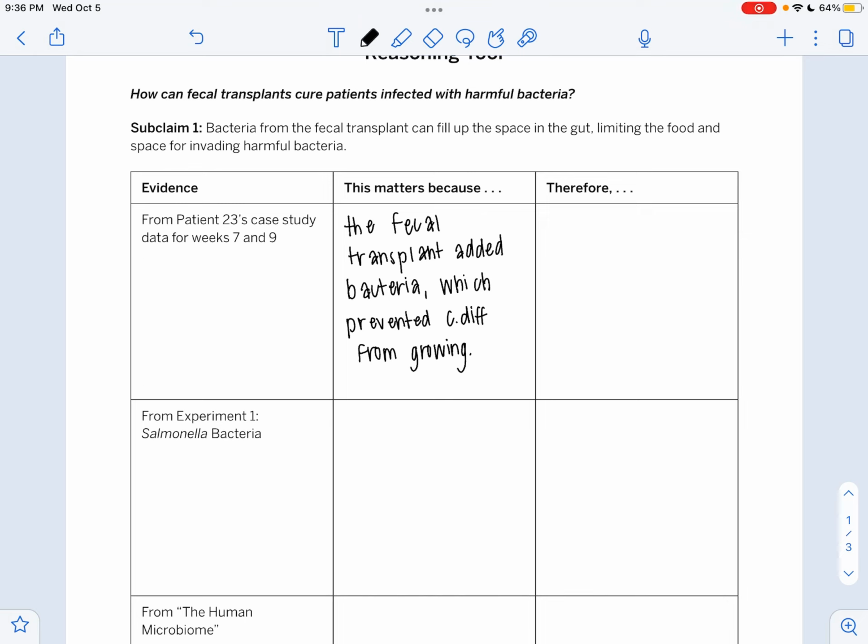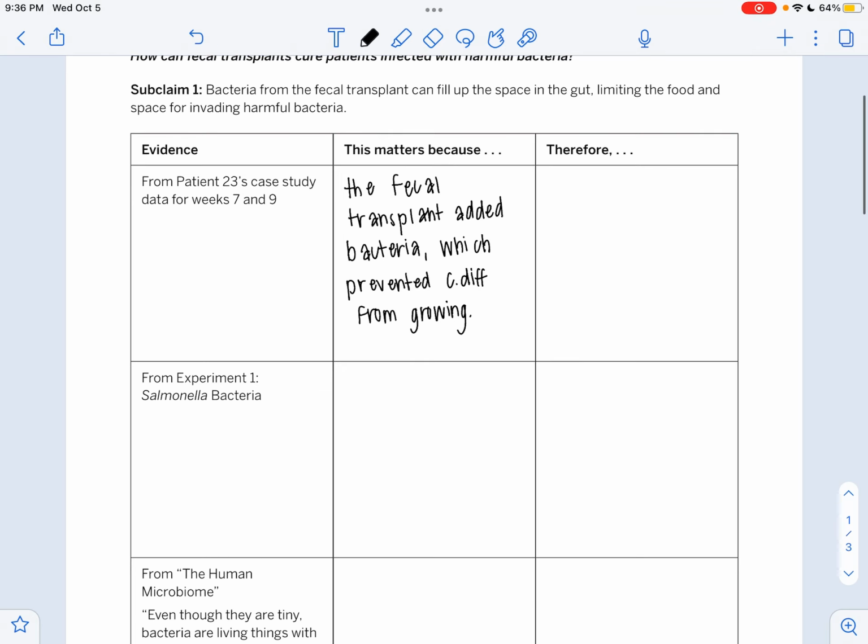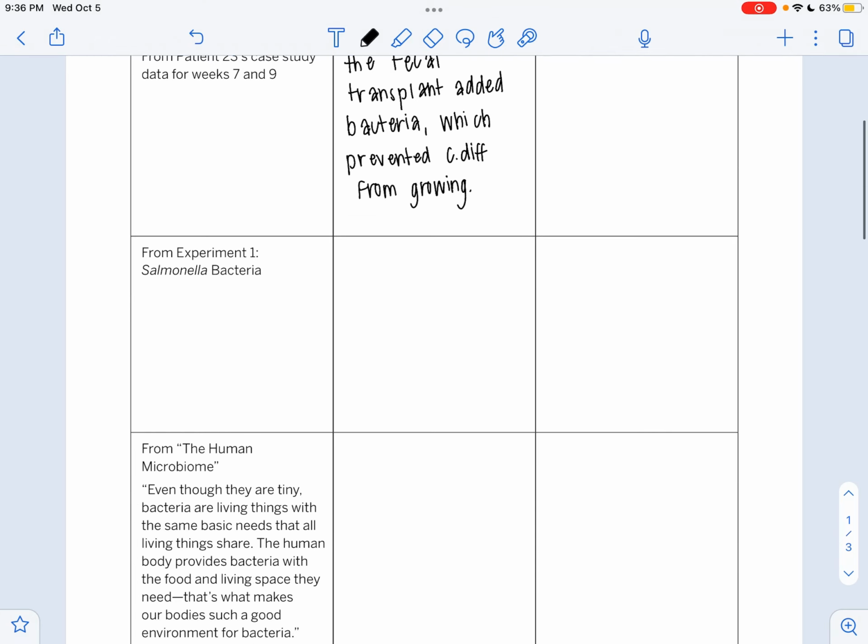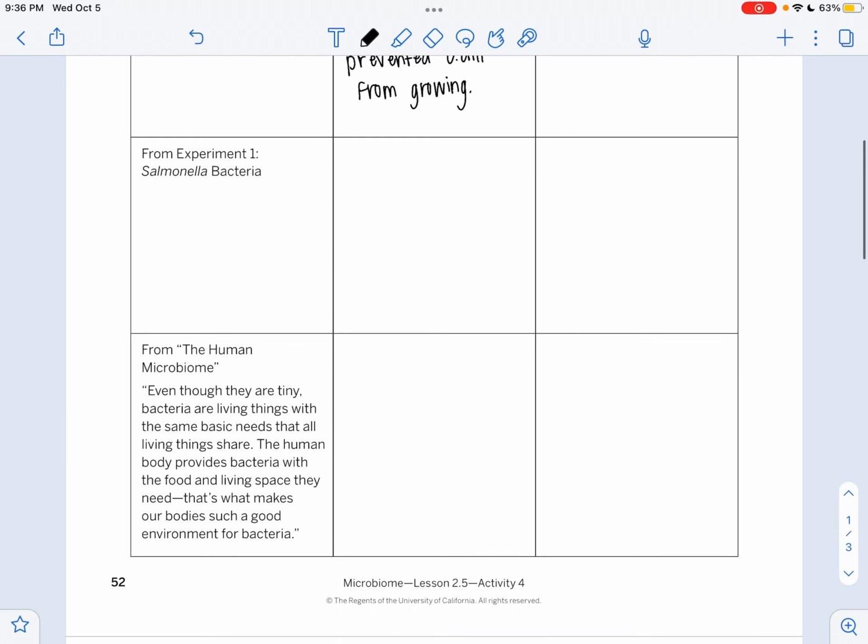Why is it important that in patient 23's case study, the fecal transplant prevented more C. diff from growing in the gut? You'll repeat this process for the next 2 pieces of evidence. Experiment 1, Salmonella, that's here in the second row of the table.